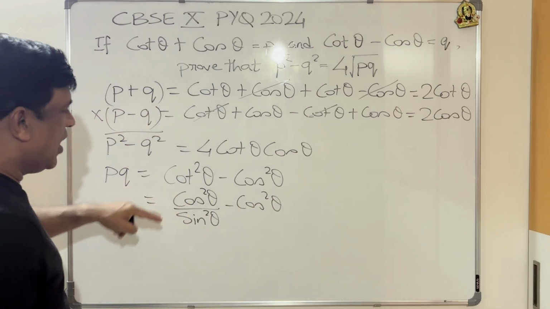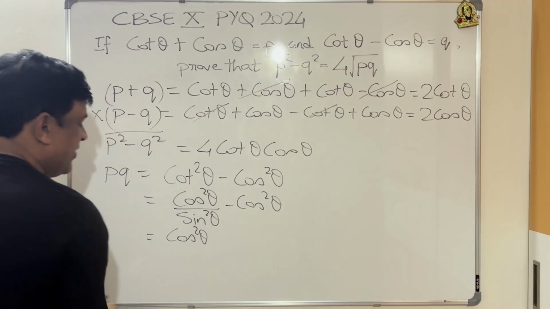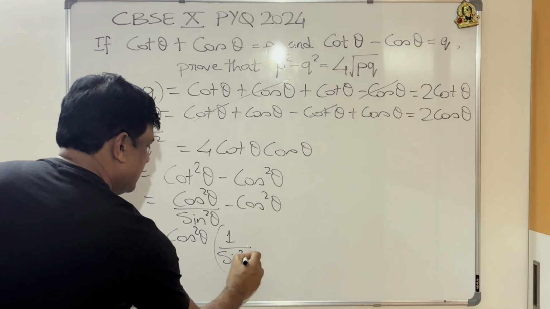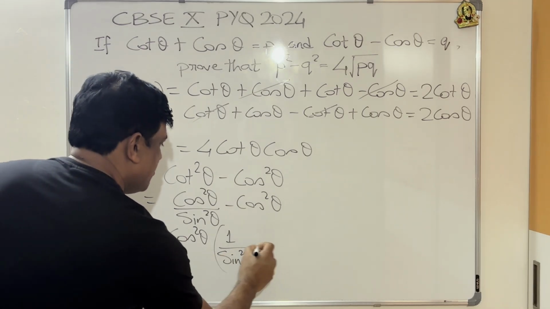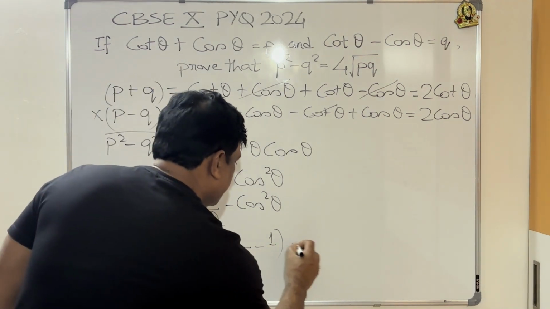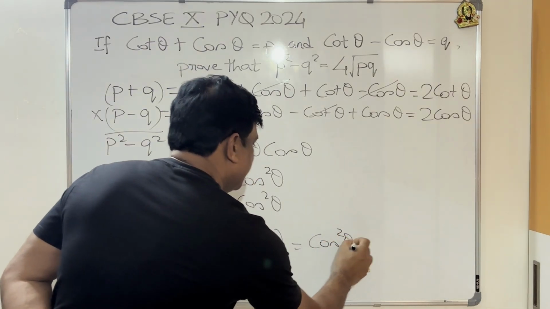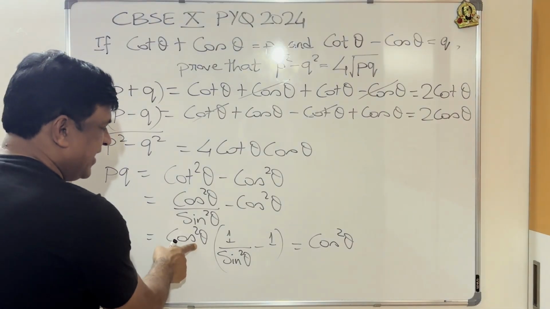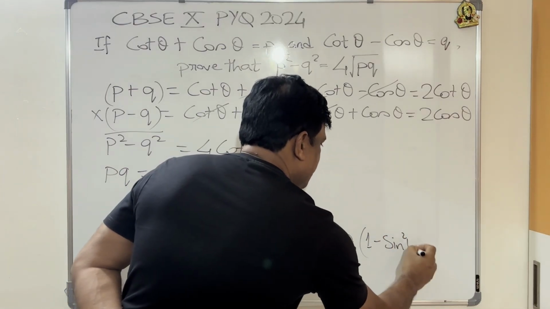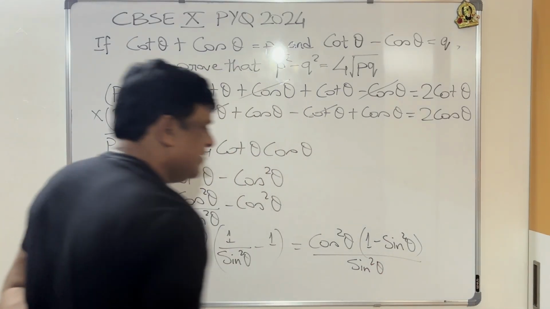So what happens over here? A cos square theta comes out. If I take cos square theta common over here, what am I left with? I'm left with 1 by sin square theta minus 1. Look at it. So what can I do over here? Again, I can go ahead and do this. This becomes 1 minus sin square theta, with the cos square theta outside, divided by sin square theta. That is what I get.